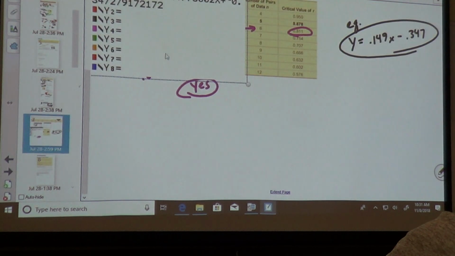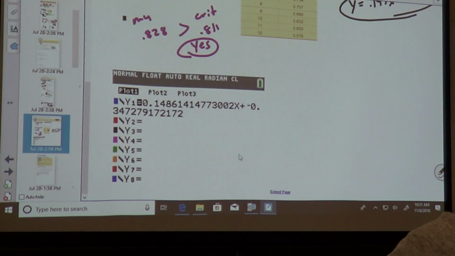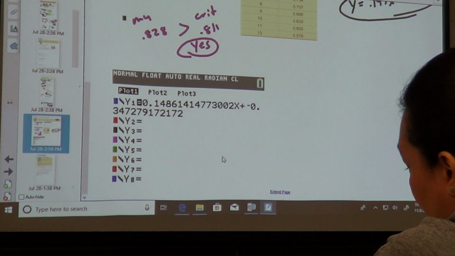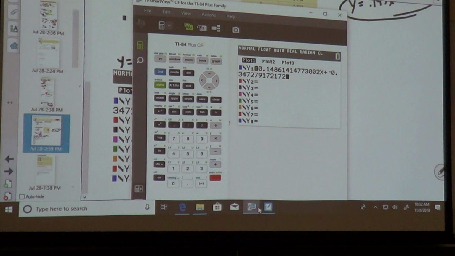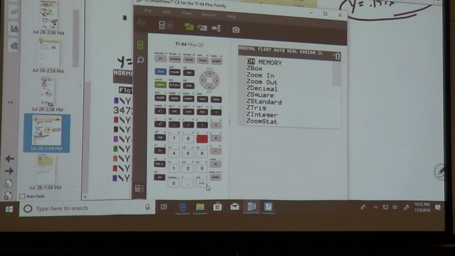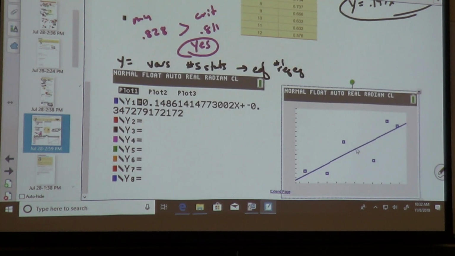Yay? So, I don't know what I just did, but I just sucked over the linear regression equation. I went to y equals, I went to vars, I went to number 5, which was statistics, I went over to EQ, and then I went to regression equation, which was number 1. Then, if I want to, I can do Zoom 9 just to look at it and see that line all up in the mix of the data.